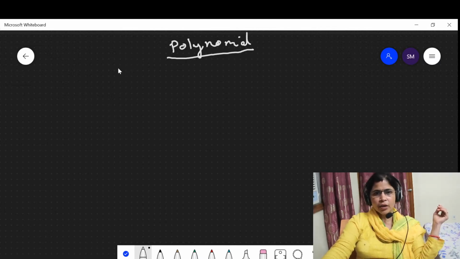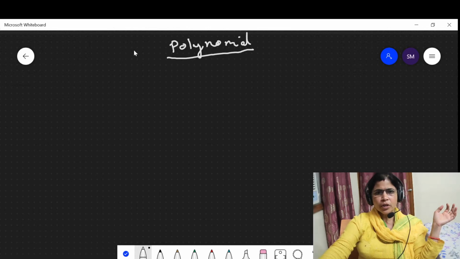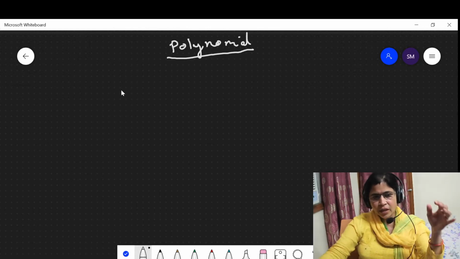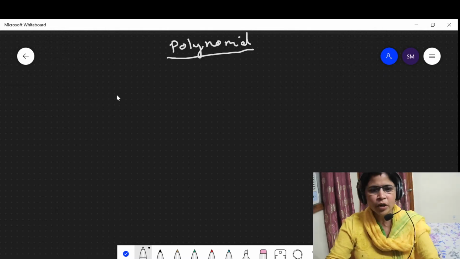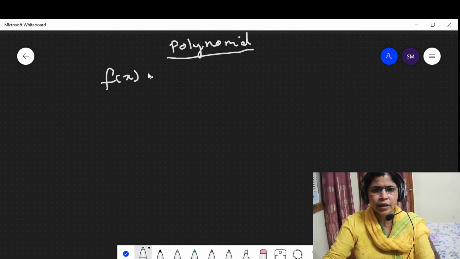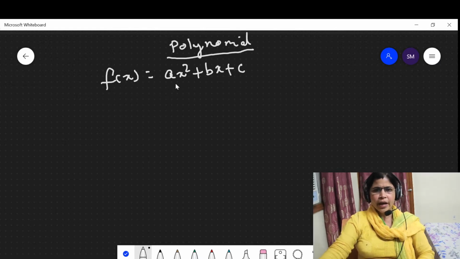Now let us recall what the roots or zeros of the polynomials are. Let us take the quadratic polynomial. What do you mean by a quadratic polynomial? A quadratic polynomial is a polynomial of degree 2. Degree 2 means the highest degree of the polynomial is 2. Ax square plus bx plus c is a quadratic polynomial.